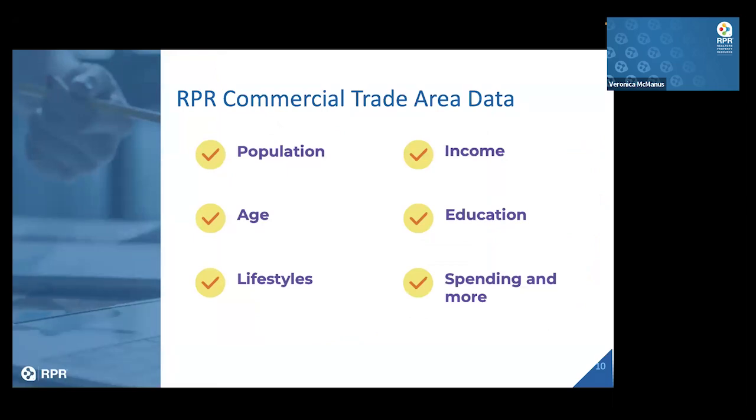In the trade area report, you'll find the population demographics, the age groups, the number of different age groups, the lifestyles. Do they have a laid back lifestyle? What kind of a car do they drive? Where do they vacation? What do they like to do for recreation? We have all of that in these commercial trade area reports. Income, education, how they spend their money. How much money do they spend traveling? Do they like to camp, or do they prefer a luxury experience? That's all in that commercial trade area report.